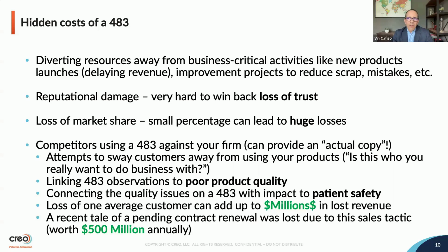And there's a colleague I have by the name of Brian Callahan who did speak to me about an example of this very thing happening. These competitors are going to link a 483 observation directly to the poor product quality that you manufacture. Even if they can't fully connect the dots, it doesn't actually say that on the 483, they'll just use that as, hey, do you really want to do business with somebody who gets all these 483s? They must really have bad products, right? And they must not really care about patient safety, and that's what else they could connect it to, right?